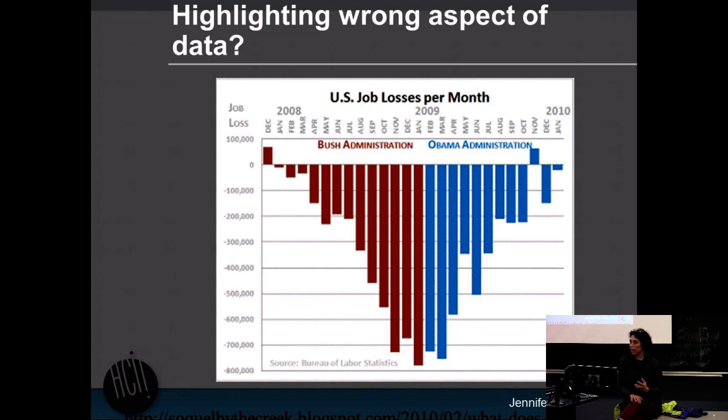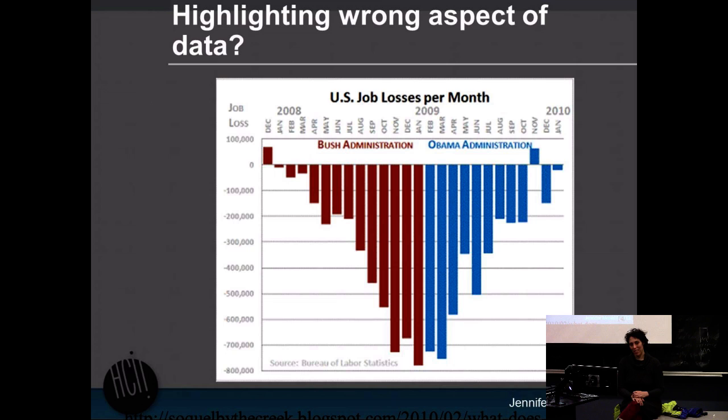So the title of this chart is US job losses per month. But I would argue that, even if that's what it claims to be showing you, it's actually showing you something very different. So what do you think? Who could you imagine made this chart, and what do you think they were trying to accomplish with it? It could be, right, a politician, let's say, who is favorable towards Obama. And what are they trying to get you to see when you look at it?